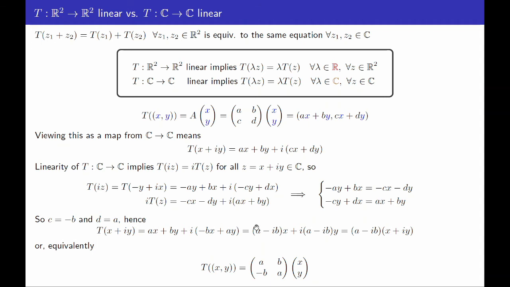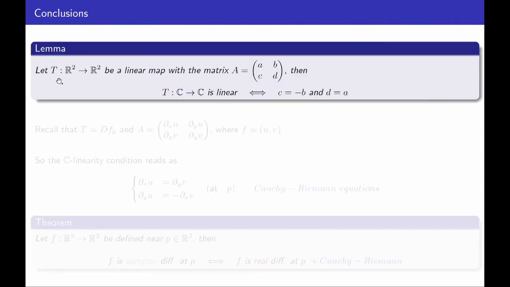So combining all of this, we proved the following lemma. If we have a map T from R2 to itself that is linear, and its matrix is a, b, c, d, then the following are equivalent. T from C to itself is a linear map, and the diagonal terms are equal to each other, and the off-diagonal terms are negative of each other.